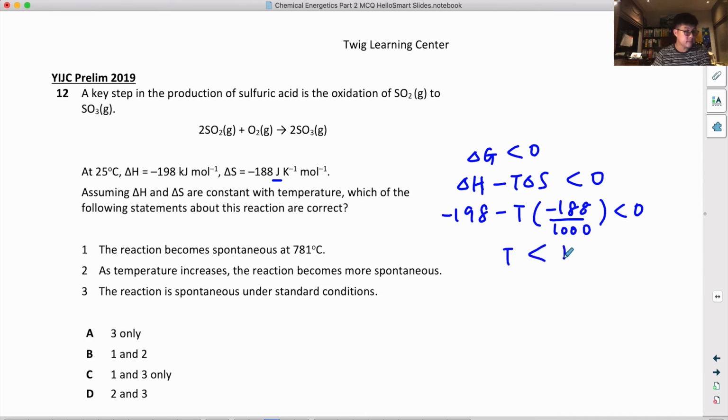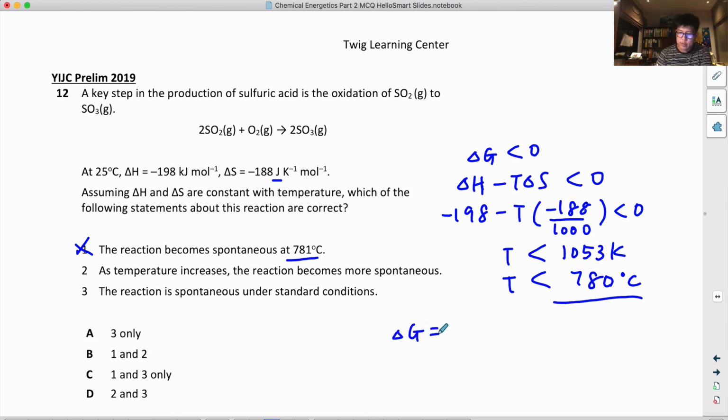The temperature you get would be less than 1053 Kelvin. So you calculate and you change to degrees Celsius, minus 273, so it's going to be 780 degrees Celsius, sorry, not Kelvin. They say it becomes spontaneous by 781, just shy of it, so it's only spontaneous below 780, so this is wrong.